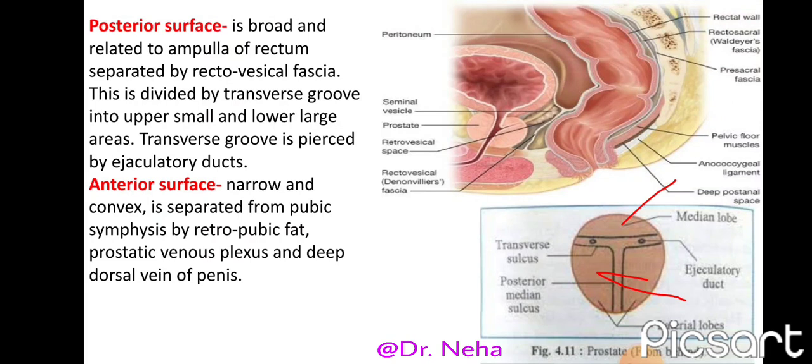Now the anterior surface. Anterior surface is narrow and convex and is separated from the pubic symphysis by retropubic fat, prostatic venous plexus, and deep dorsal vein of the penis.